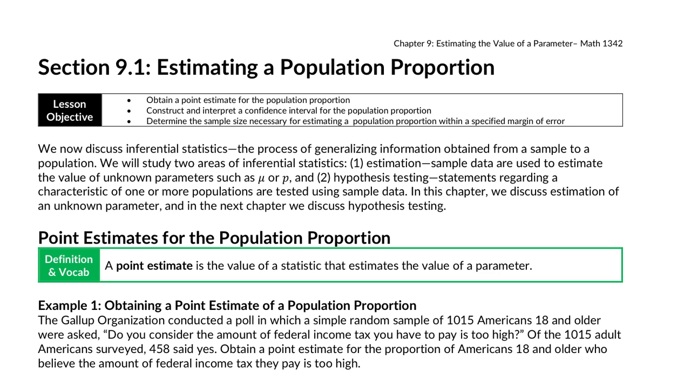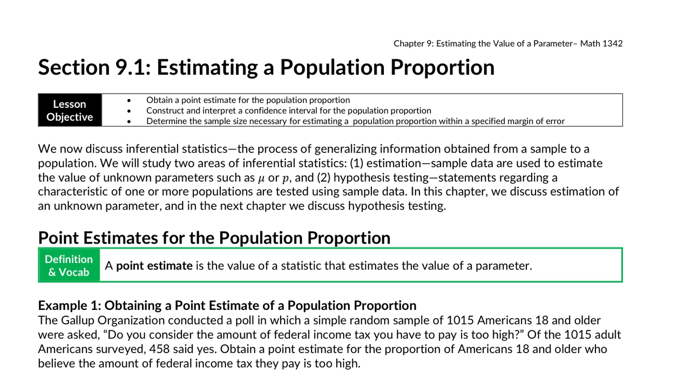So we're going to have estimation, so using sample data to estimate unknown parameters, or hypothesis testing, so the statements regarding characteristic of one or more populations tested using sample data. We're going to do estimation in this chapter and hypothesis testing in chapter 10. Okay, so we're all about using data to estimate something for the future. We're inferencing using our data.